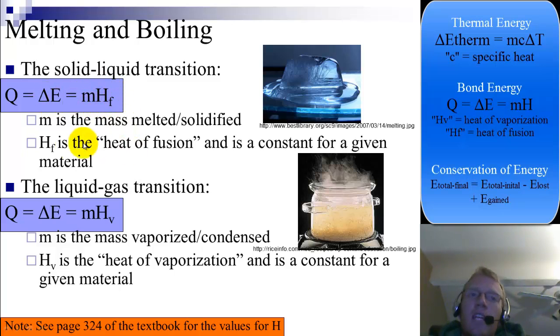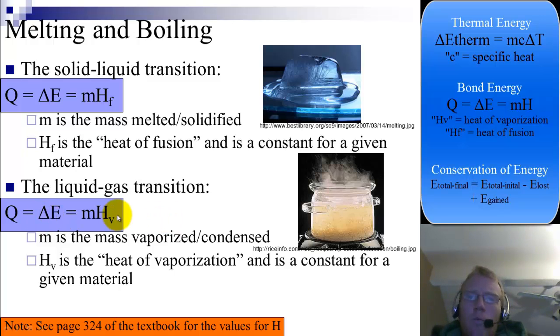And then hf is again a constant, kind of like specific heat, but now it's a constant that tells you how much energy it takes to melt a particular type of object. So each different type of material will have a different value for the heat of fusion. And in your book, page 324, you can see a list of all those heats of fusion. So it's constant for a given material, and the mass times the heat of fusion tells you the total energy. So the units for heat of fusion are like joules per kilogram. So when you multiply by the amount of the object you have, it tells you how many joules it takes to melt it.